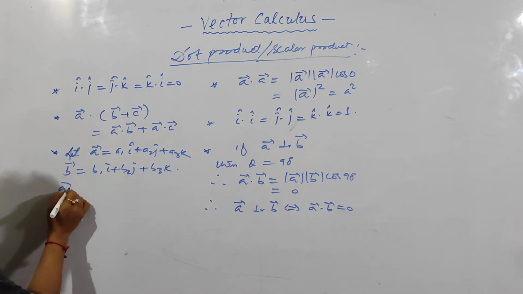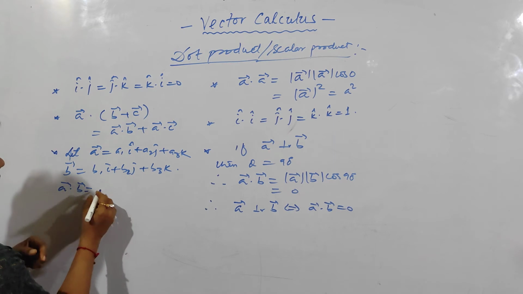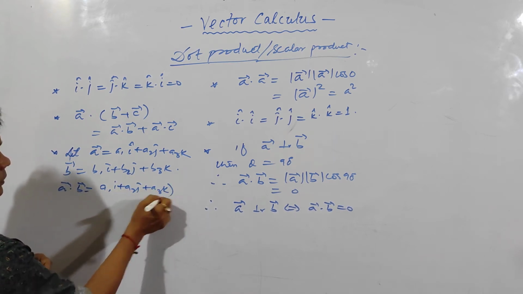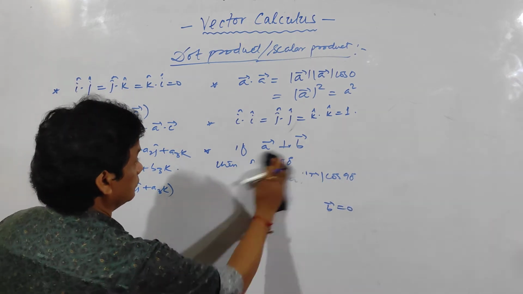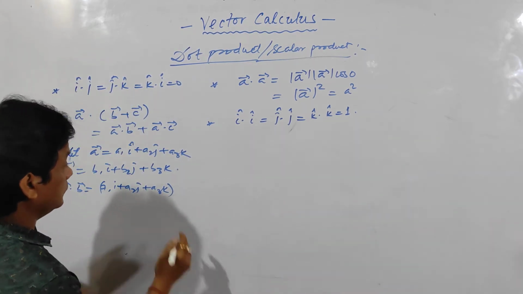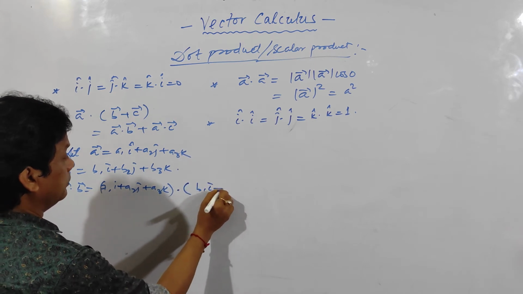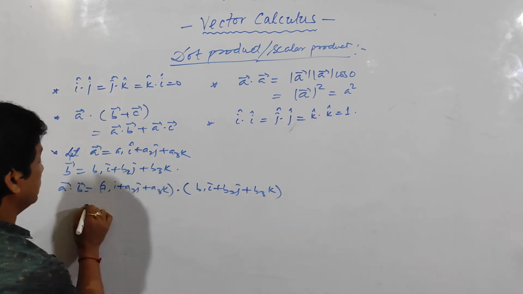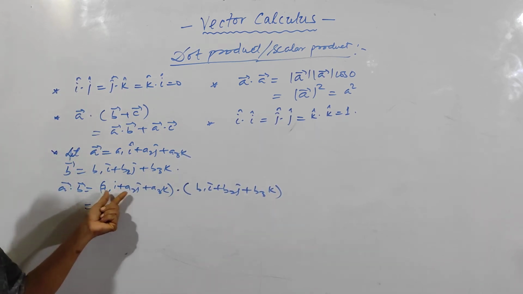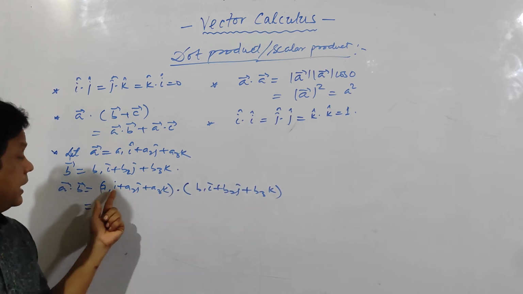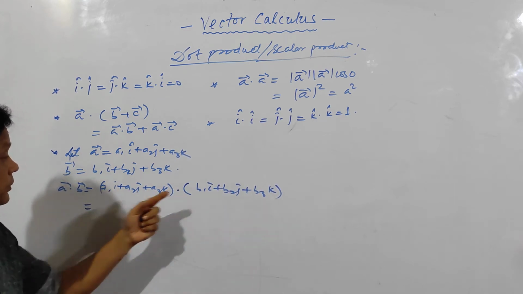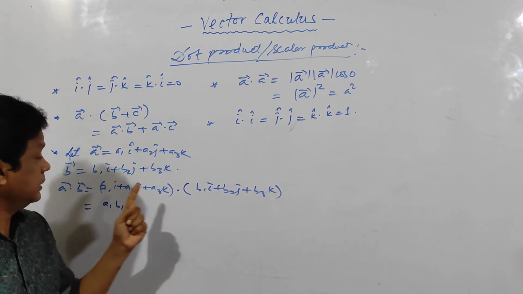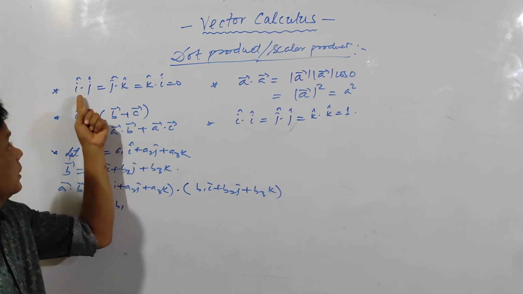So how to find out A dot B? See here, this one: a1 i cap plus a2 j cap plus a3 k cap dot b1 i cap plus b2 j cap plus b3 k cap, and apply the distributive law. So a1 i cap dot b1 i cap. So i dot i, it is 1. So a1 b1. Clear? i dot j, the second term vanishes. i dot k, the third term also vanishes according to this property.